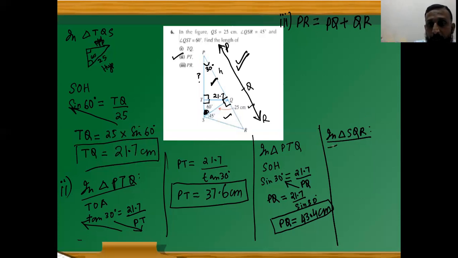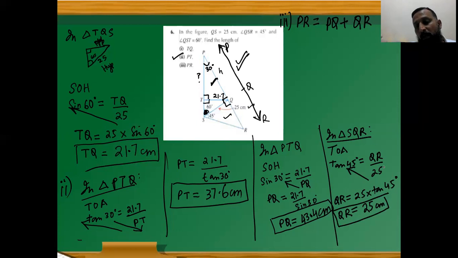So TOA, all right. Tangent 45 degrees is equals to opposite, that is QR, upon adjacent 25. All right, boys and girls, cross multiply 25. So we have QR is equals to 25 multiplied by tangent 45. So our calculator will give us our answer. 25 multiplied by tangent 45, the answer is found to be 25 centimeters.